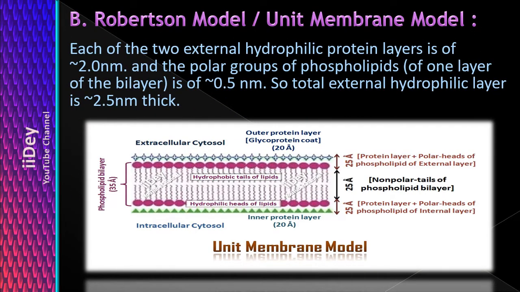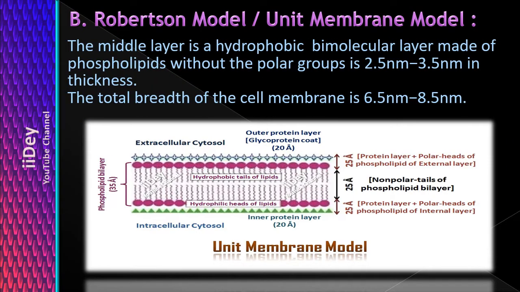Each of the 2 external hydrophilic protein layers is about 2 nanometers, and the polar groups of phospholipids of 1 layer of the bilayer are about 0.5 nanometer. So the total external hydrophilic layer is about 2.5 nanometers thick. The middle layer is a hydrophobic bimolecular layer, made of phospholipids without the polar groups, and is 2.5 to 3.5 nanometers in thickness. The total breadth of the cell membrane is 6.5 to 8.5 nanometers.